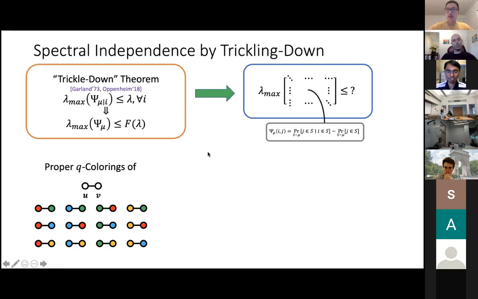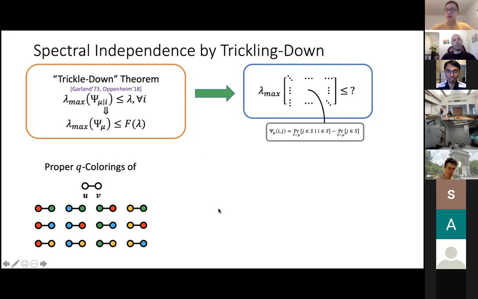Let me illustrate this using an example. Let's look at proper colorings of a graph. And let's say I've conditioned on a whole bunch of vertices being colored some colors, all the way to the point where I'm left with just 2 vertices. Let's say these 2 vertices are neighbors to each other, and the colors available to these 2 vertices are the same, say Q for simplicity. So I'm using the trickle down theorem: I've conditioned my distribution all the way till I have dimension 2, or basically 2 vertices.